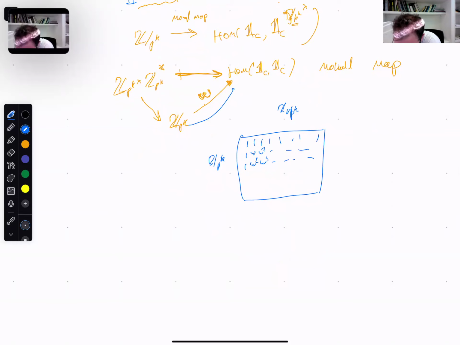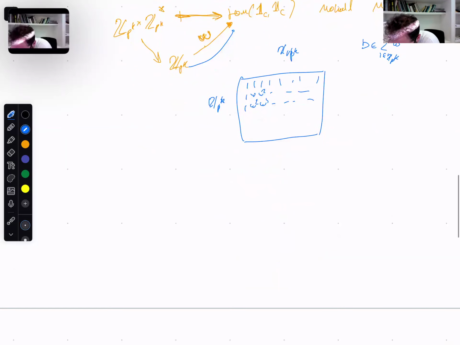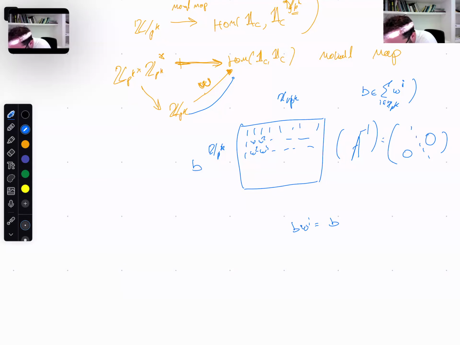Since I can sum maps, I can consider the sum of all the powers of omega. We call this element B. And what can we say about this matrix? If I have a Fourier transform, it means that this thing has an inverse matrix, which is 1, 1, 1, 1, 1 on the diagonal and 0 everywhere else. But whatever power of omega I multiply B by, it's just going to be B. So multiplying B by this matrix will make it so that all the rows are exactly the same. And that's something which is preserved by taking the inverse. So I'm going to get that all the rows in this matrix are necessarily the same, which means B is 0.